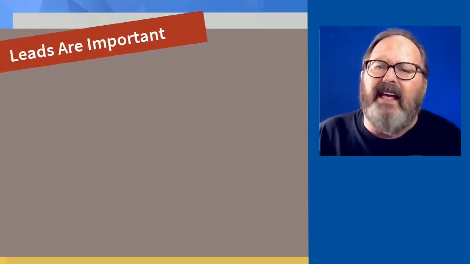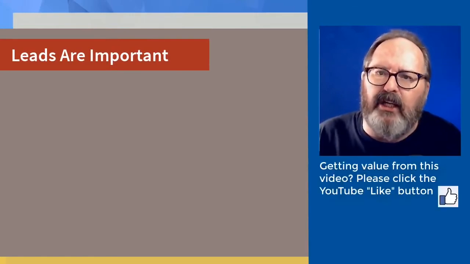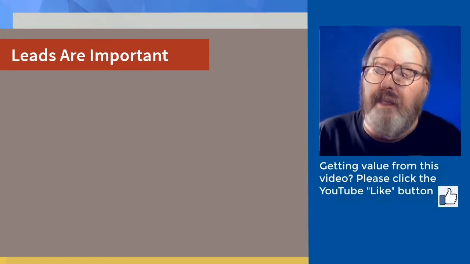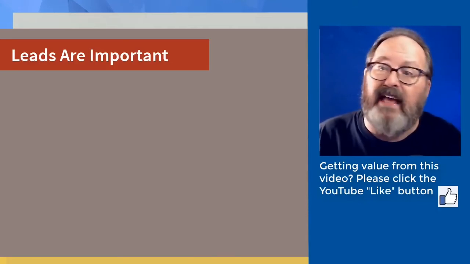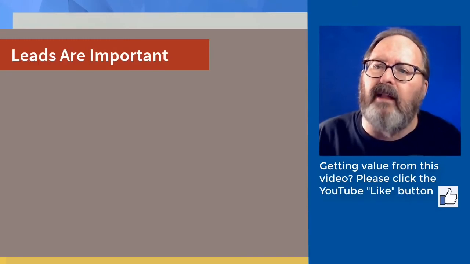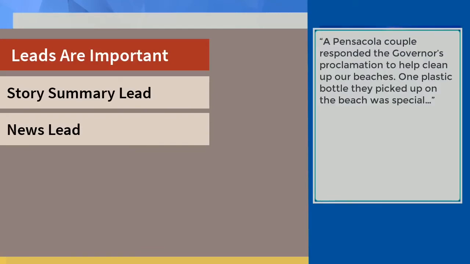The way you lead, your first paragraph, is important to every story. You adjust the lead to the story. What kind of lead grabbed reader attention in this message in a bottle story? Well, it's called the story summary lead. Hard news, you see, at the front with an example from the couple's discovery.